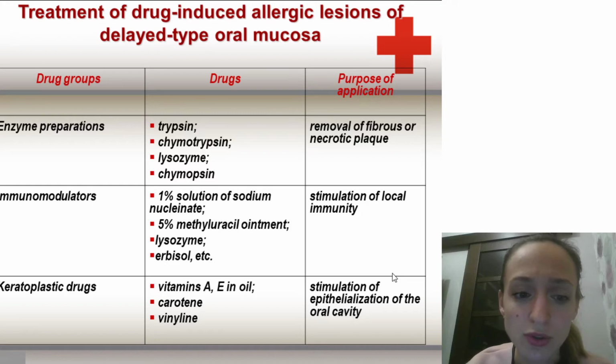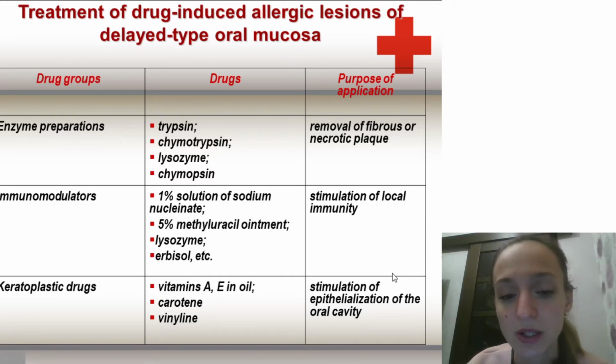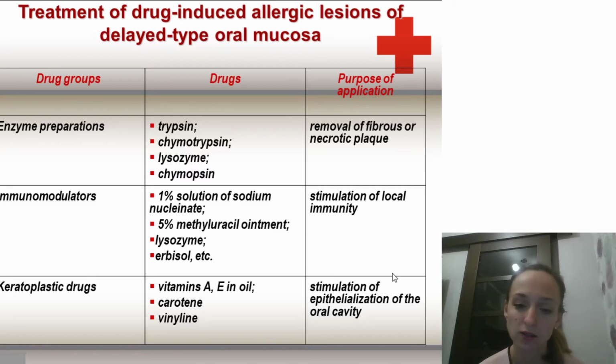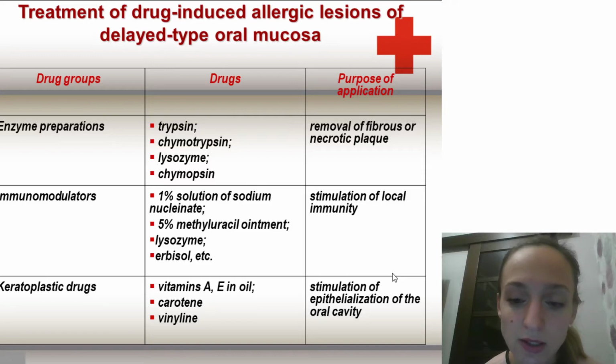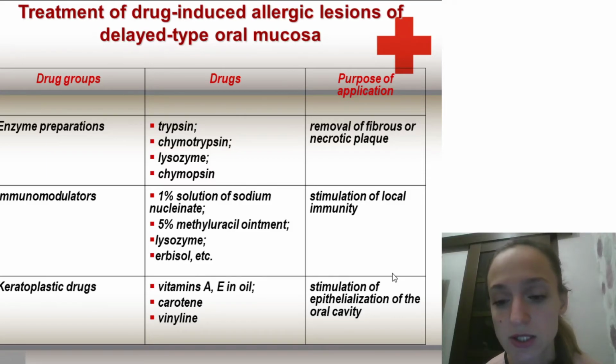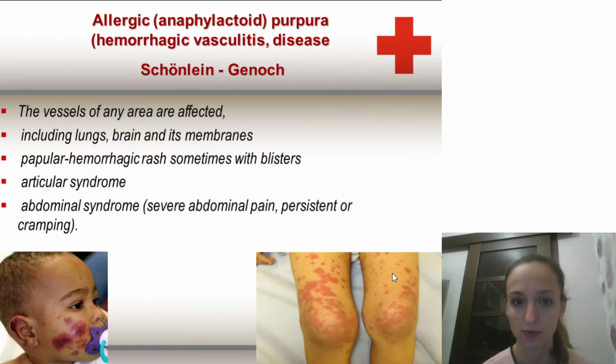Then immunomodulators. It is 1% solution of sodium nucleinate and 5% methyluracil ointment, lysozyme, herbisol, etc. The stimulation of local immunity. Keratoplastic drugs, it is vitamins groups A, E, and oil, keratin and vanillin. They stimulate epithelialization of the oral cavity.